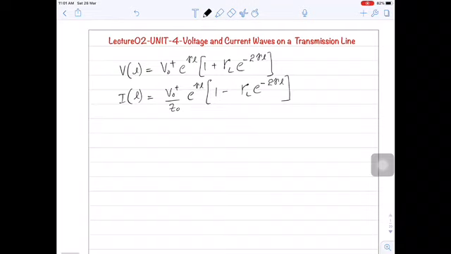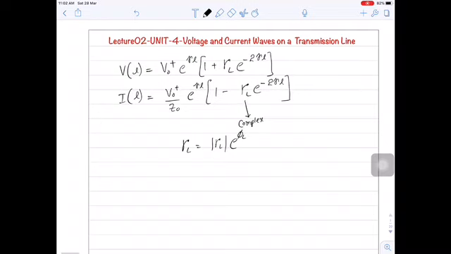These two equations represent voltage and current waveforms on a transmission line, where Γ_L, in this case the voltage reflection coefficient, is a complex value. Since it is a complex value, I can write Γ_L as magnitude of Γ_L into e^(jφ_L), where φ_L is the phase of the voltage reflection coefficient at the load end.